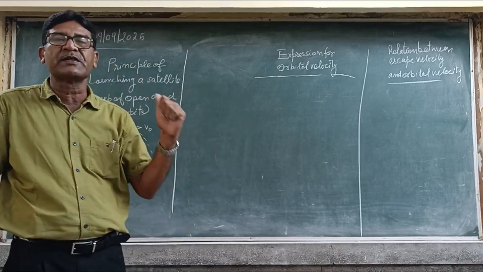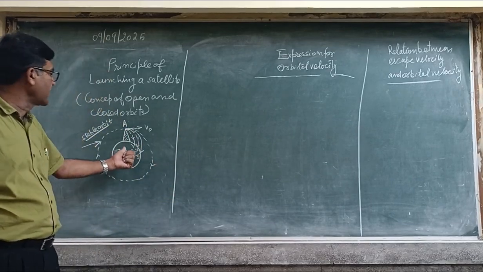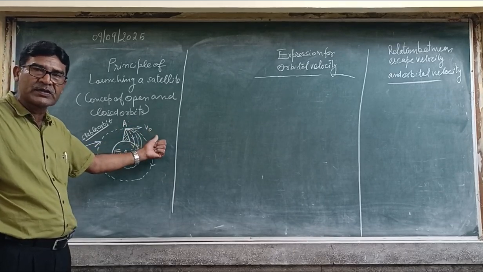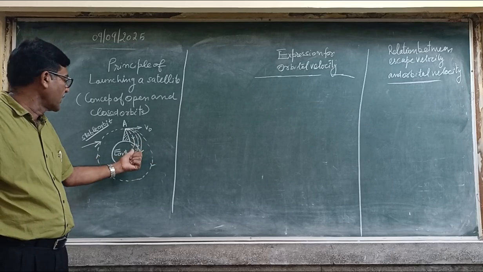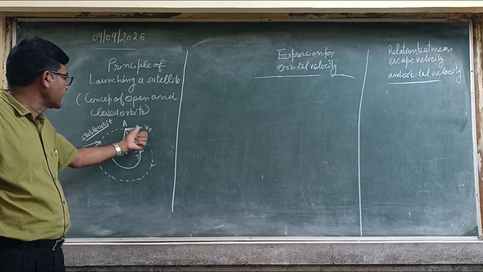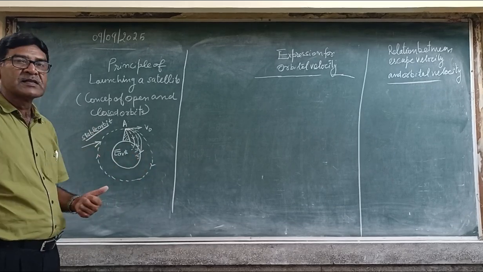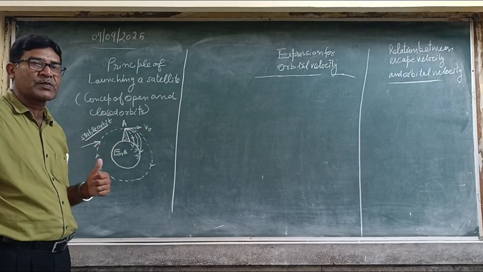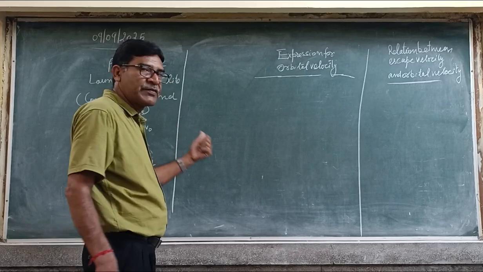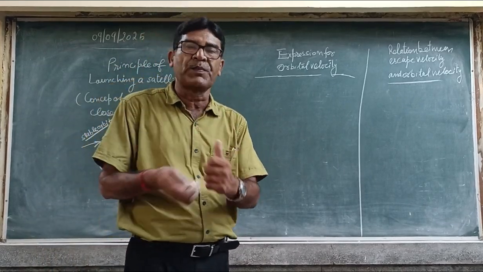and then it must be projected with some velocity. So the two conditions are that first the object is to be taken to a certain height, then second it is given some horizontal velocity so that it may not hit the surface of the earth and will continue to rotate in a circular orbit. That orbit is known as the stable orbit, and the corresponding velocity is known as the orbital velocity. So orbital velocity is defined as the velocity required to put a satellite into Earth's orbit.